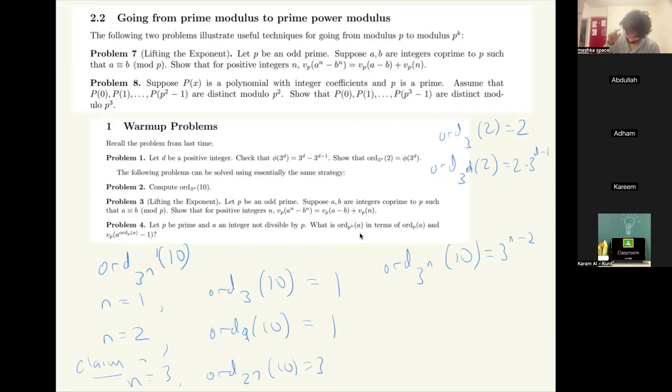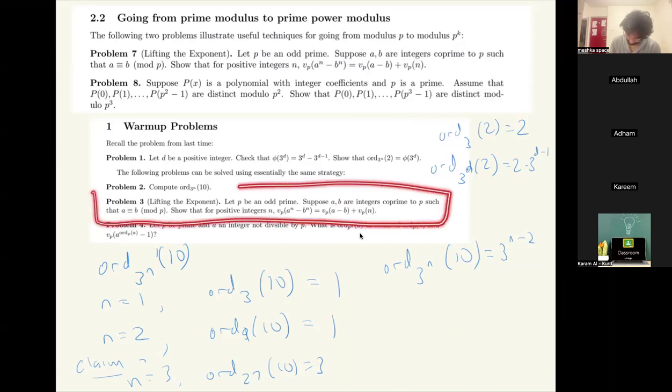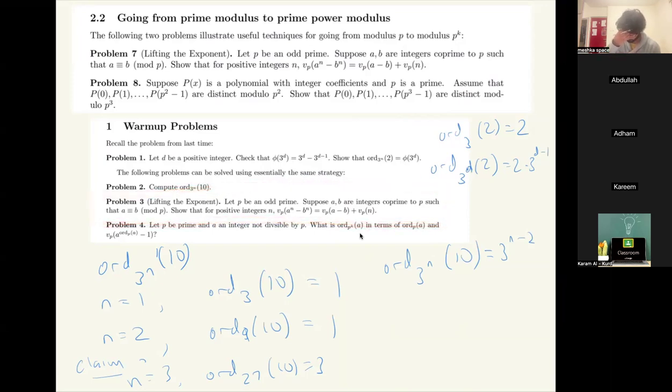Yeah. So the idea is, well, okay. Before I state it, let me actually just state what lifting the exponent says, and then it'll be clear what it is in general, right? So lifting the exponent is saying the following.